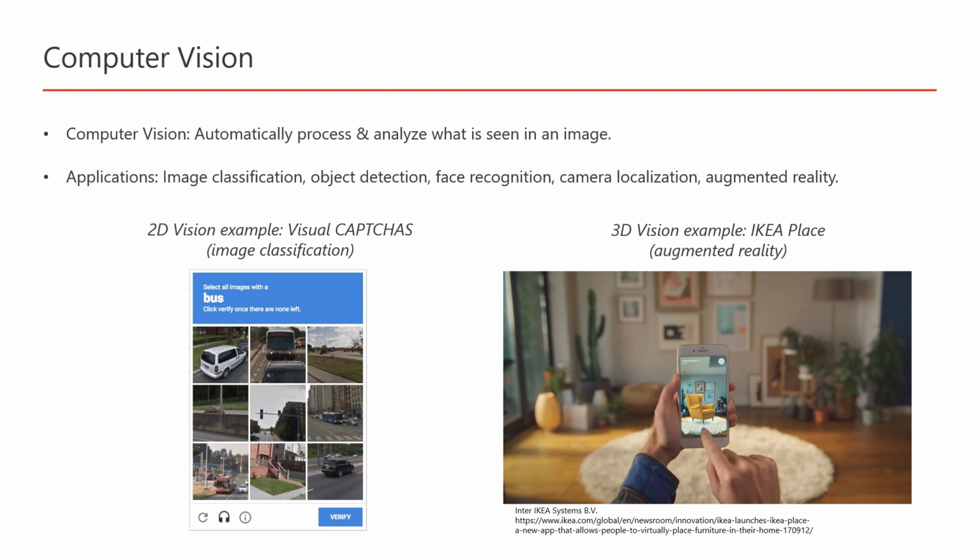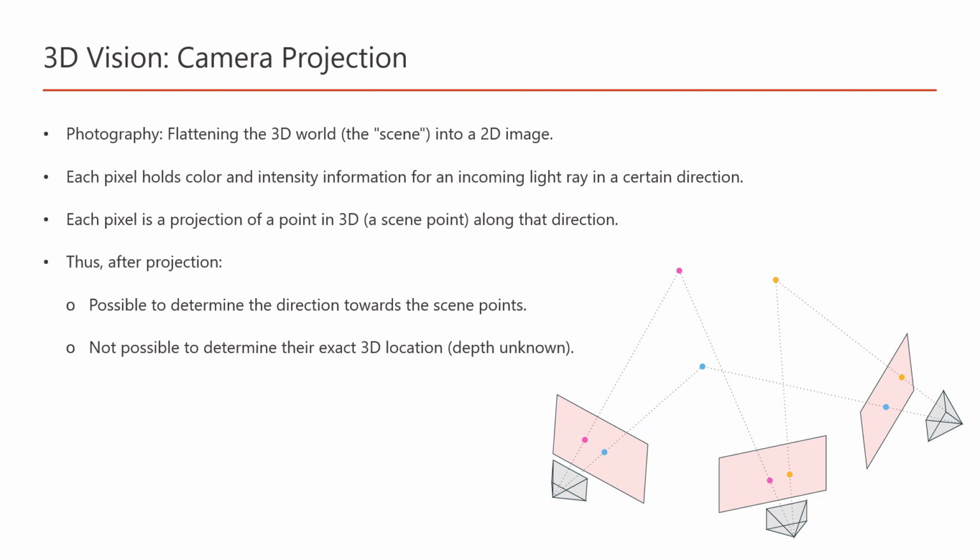And then we have, for instance, this app, IKEA Place, which uses 3D vision and augmented reality. And in that app, you can essentially place a piece of furniture wherever you want in your own room artificially, and you can see it on your screen. And this uses some pretty advanced 3D vision behind the scenes. And 3D vision is also my main focus of interest.